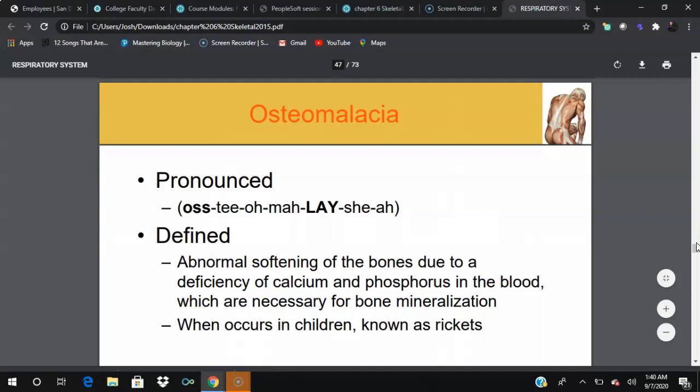Okay, if this condition occurs in a child, it's called rickets, but if it's in an adult, it's called osteomalacia. And so once again, it's usually due to vitamin D, either deficiency or some sort of malabsorption syndrome, which leads to abnormal softening of the bone.